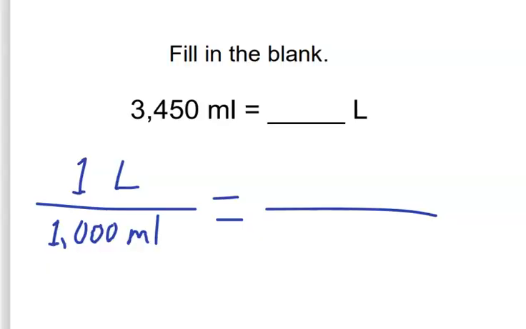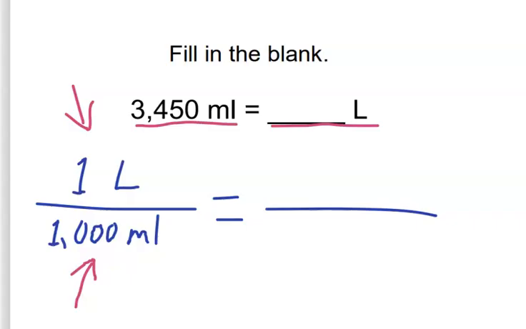Okay, we are going to fill in the blank. We have 3,450 milliliters is equal to how many liters? Well, the conversion is there's 1 liter for every 1,000 milliliters. Or you can actually say for 1 milliliter, there's 0.001 liters. Okay, so there's a couple different ways you can look at it.